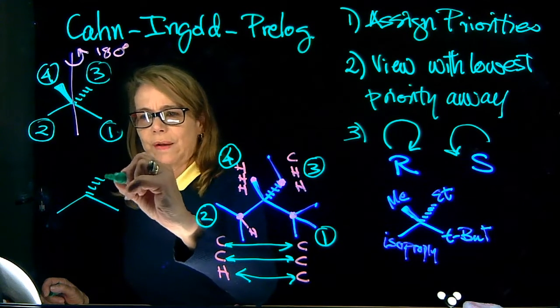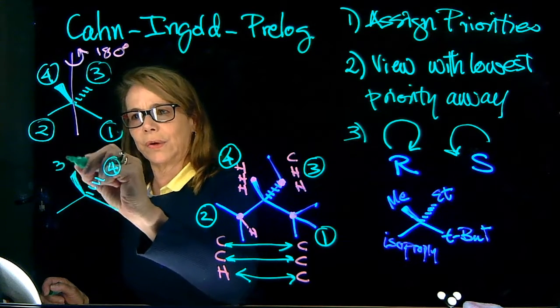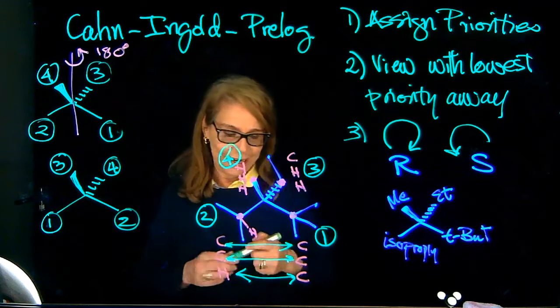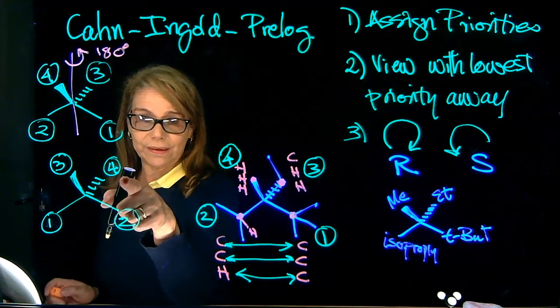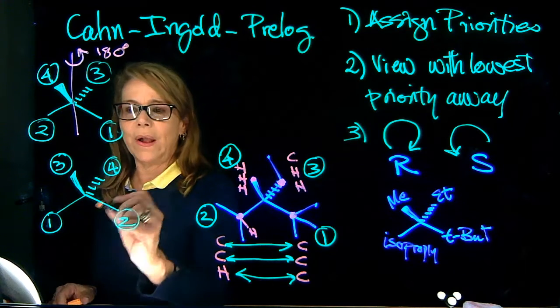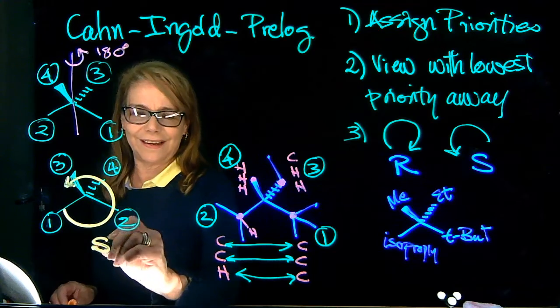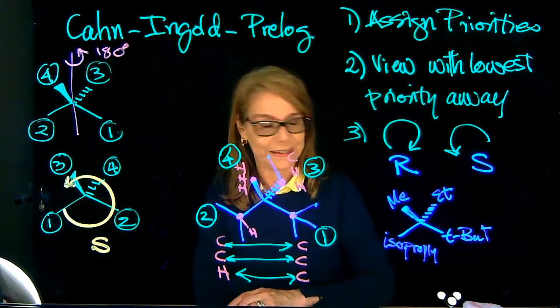And I'm going to have my priority 4 here. This is going to be a 3, and this a 1 and a 2. And now I can assign the absolute configuration. The lowest priority is away from my view, and I can go 1, 2, and 3. That is S configuration.